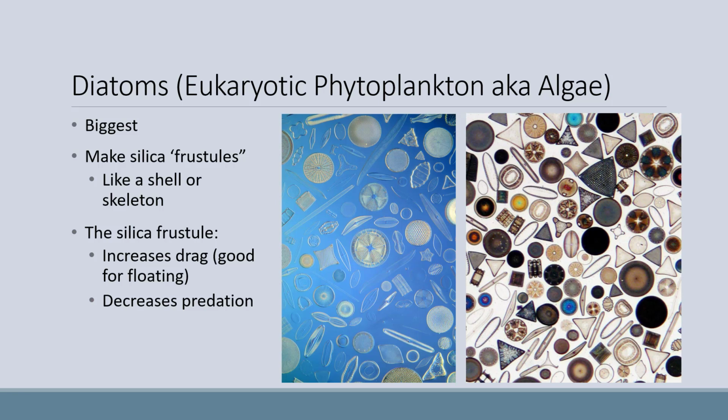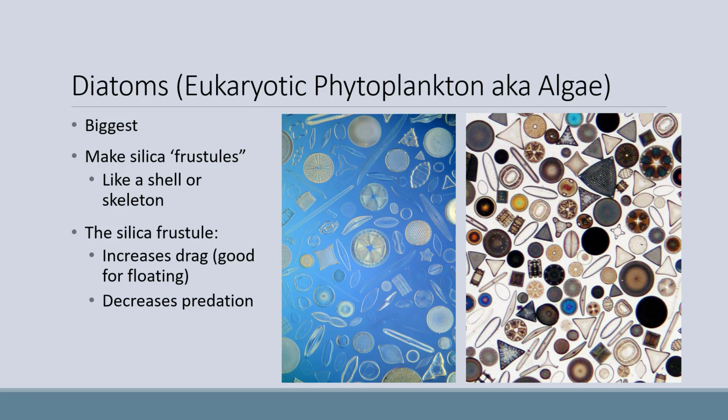These are a type of eukaryotic phytoplankton, also known as algae. There are types of multicellular algae as well. Seaweed is an example of a multicellular algae, but we are just going to talk about single-celled types of algae in this lecture, since they are the most abundant forms in the ocean. Back to diatoms. Diatoms, of which there are many types, are the biggest type of phytoplankton.